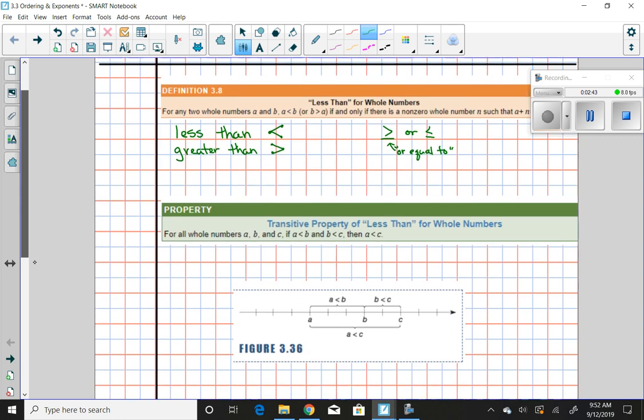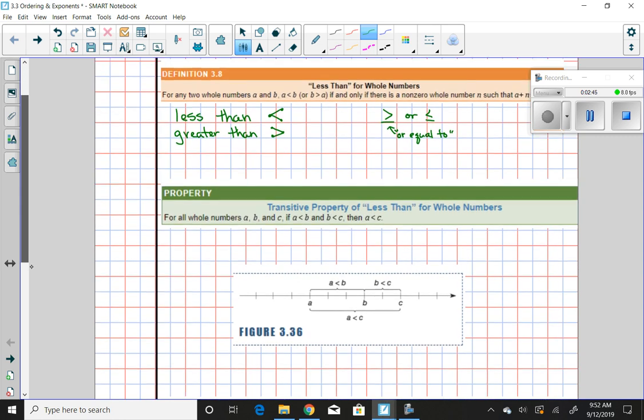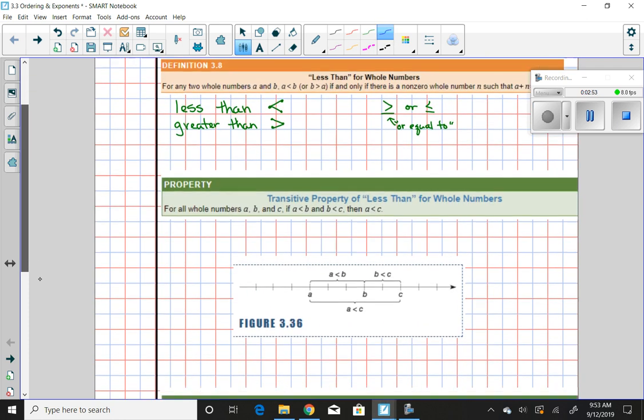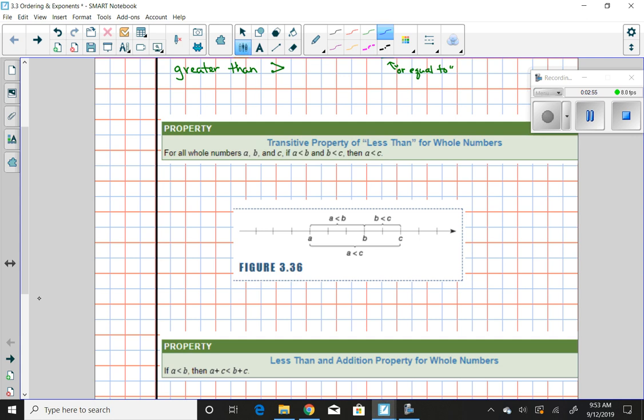All right, the transitive property. Okay, now this is for less than. All of these would also work for greater thans if you wanted to flip the way it works. Okay, transitive property. For all whole numbers A, B, and C, if A is less than B and B is less than C, then A is less than C. Okay, so let's take a look at that, right? So if A is less than B, look at the number line. A is less than B, and B is less than C, then by transitive property, A has to be less than C.